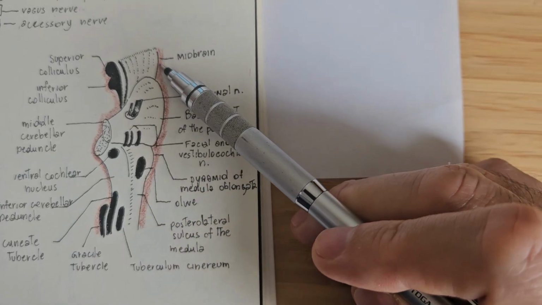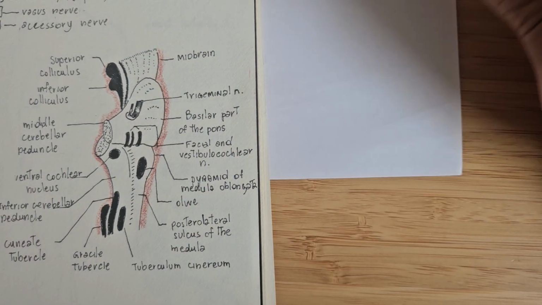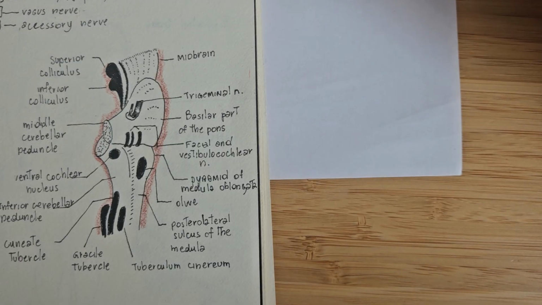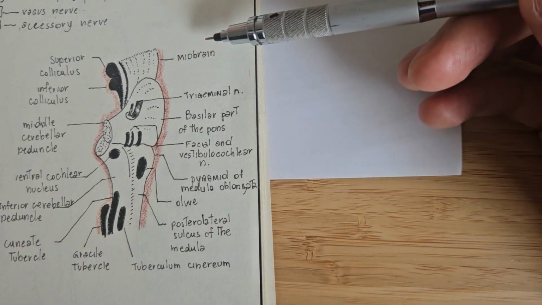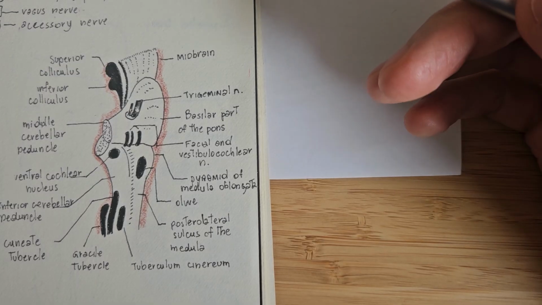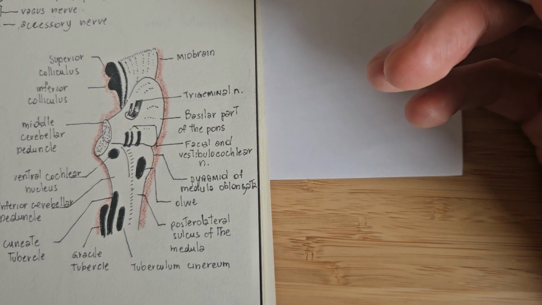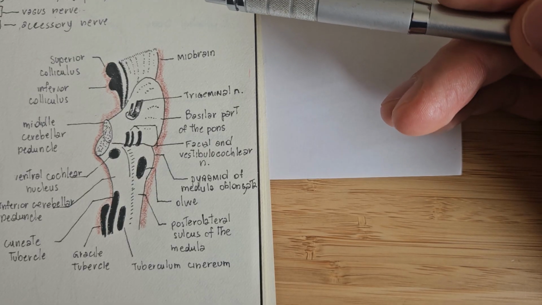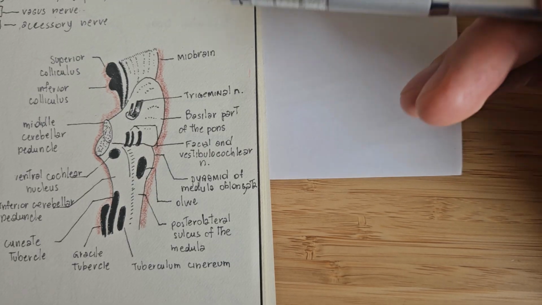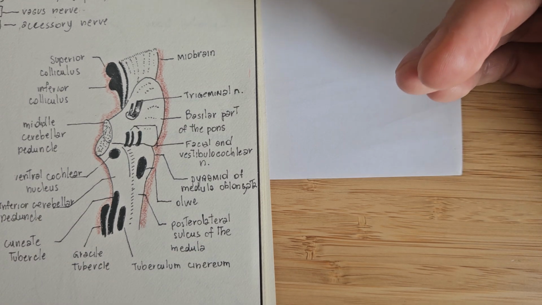So first, starting with the midbrain. The midbrain is the most rostral or superior part of the brainstem, and it contains important structures called nuclei and tracts. These also include the cerebral aqueduct, red nucleus, substantia nigra, and periaqueductal gray matter.